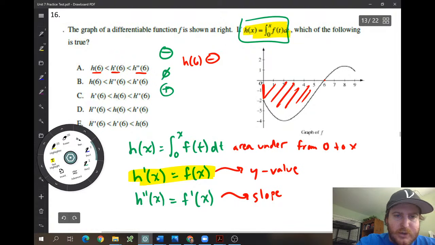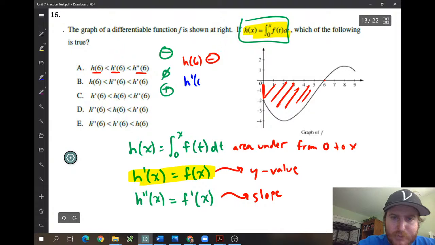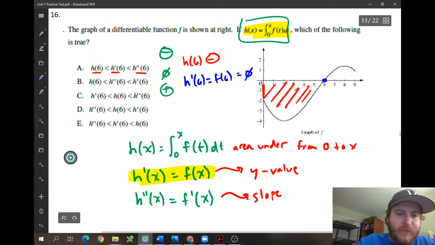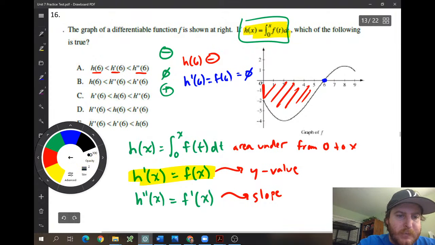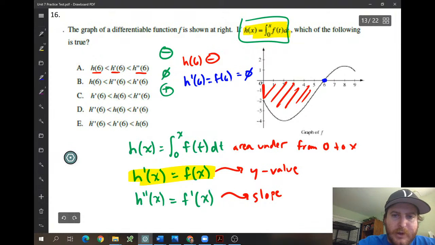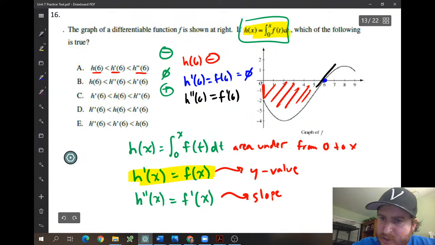Now let's do h prime of 6. So what was h prime of 6? H prime of 6 was f of 6, right? F of 6. That's the y value. Well, that is 0. So far I'm hopeful that the next one will be positive. So the next one, h double prime of 6, that was our slope, f prime of 6. And the slope at 6, it's increasing. If I drew a tangent line there, it's increasing the slope, right? So that's a positive answer.